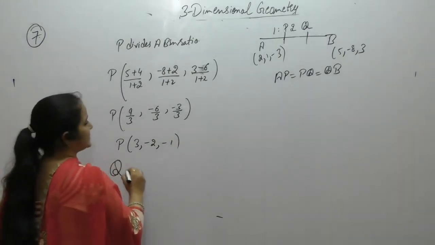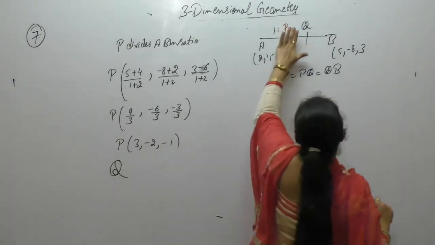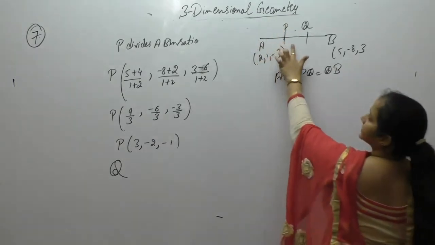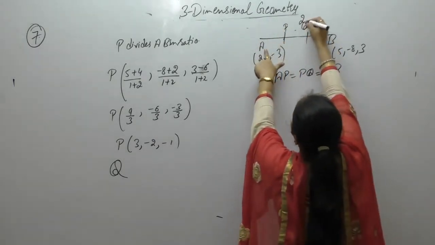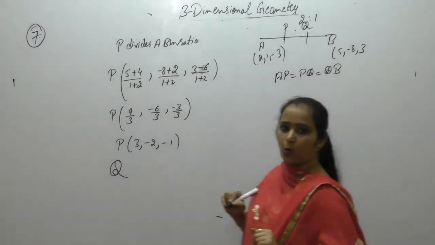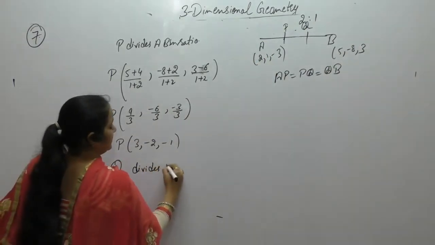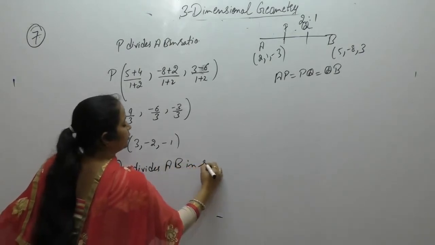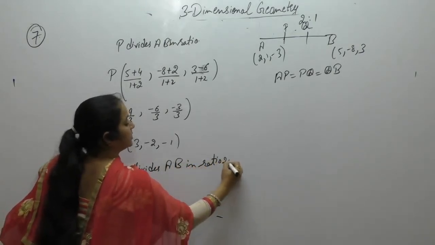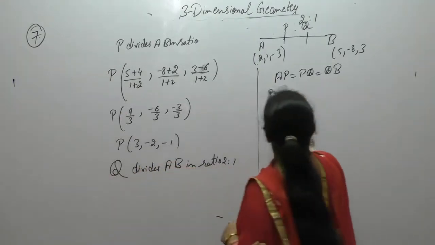Now Q divides AB in the ratio. Q के आगे हमारे पास 2 coordinates हैं P और A. So it divides in the ratio 2 ratio 1. So Q divides AB in ratio 2 ratio 1. So find the coordinates of Q.